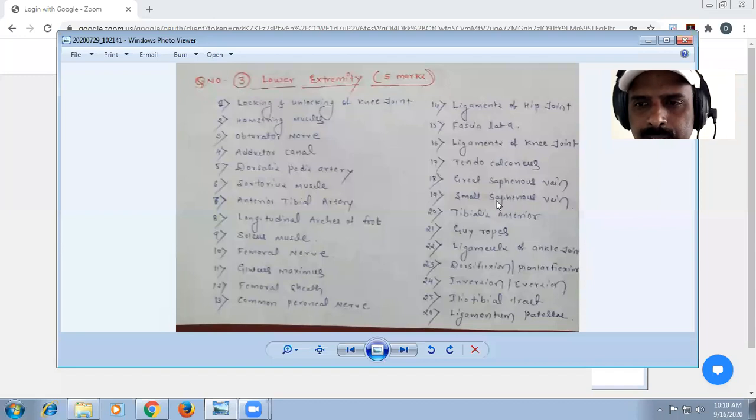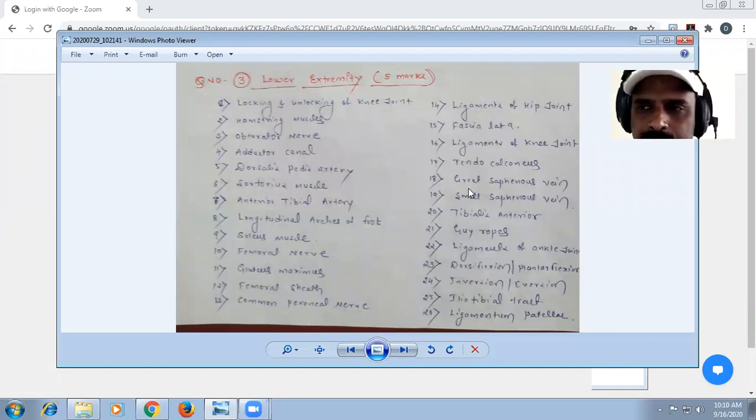Tendocalcaneus, great saphenous vein, small saphenous vein, they may ask sometimes in the 5 marks also. Tibialis anterior, any one muscle, sartorius can be asked. Guy ropes, ligaments of ankle joint, dorsiflexion, plantar flexion, inversion, eversion, iliotibial tract, ligamentum patellae. All these can be asked in the exam.